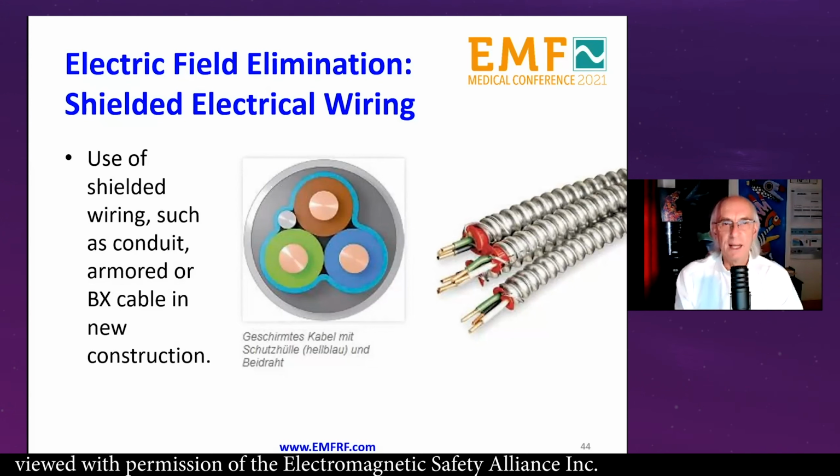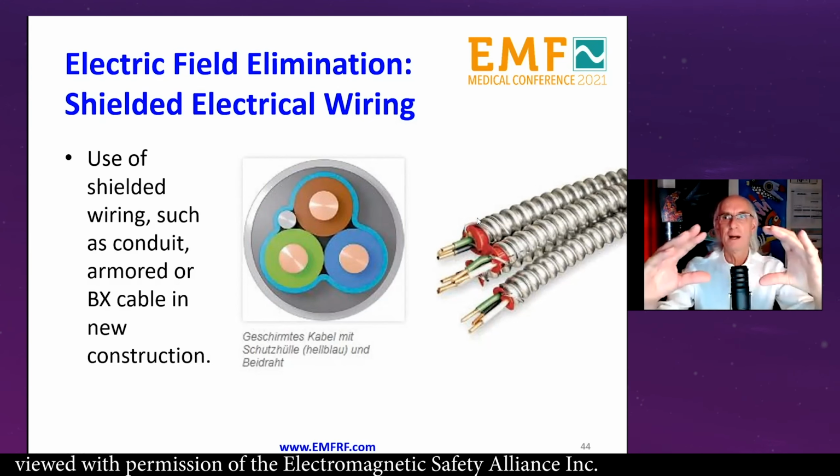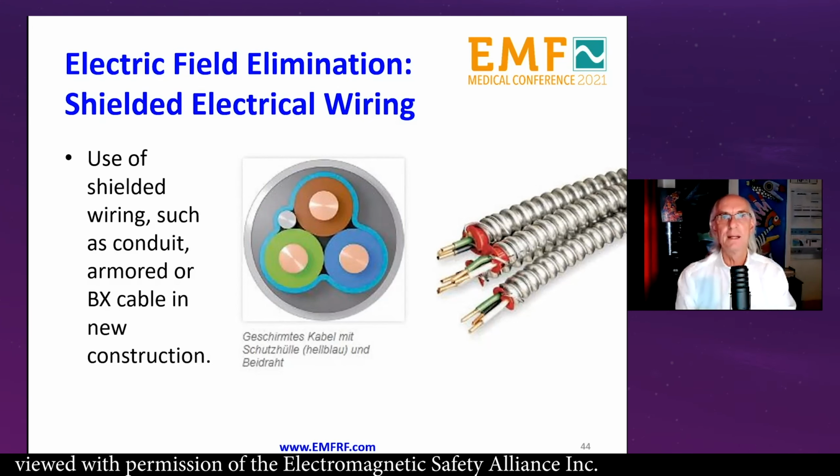How can you fix that? Well, in new construction, very easily, we take some metal sheeted wiring, and this metal is then connected to ground. And so as the field emits from the wire, it hits the metal and then gets directed towards ground, and it never comes out of the wall, and therefore we don't have electric fields associated with that environment.